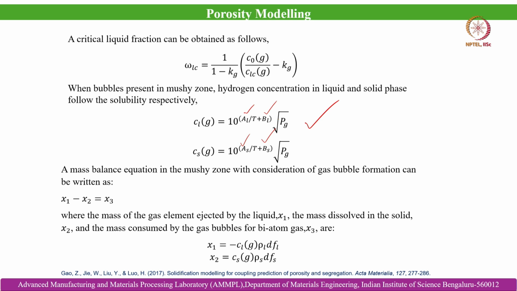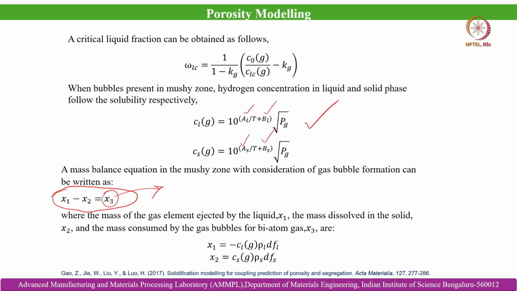So, a mass balance equation in the mushy zone with consideration of gas bubble formation can be written as this, where x1 minus x2, x1 is basically the gas ejected from the liquid, minus x2 is the mass dissolved in solid, which equals x3, that means the mass consumed by gas bubble for pore formation.